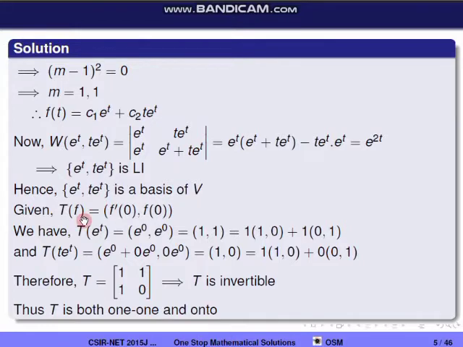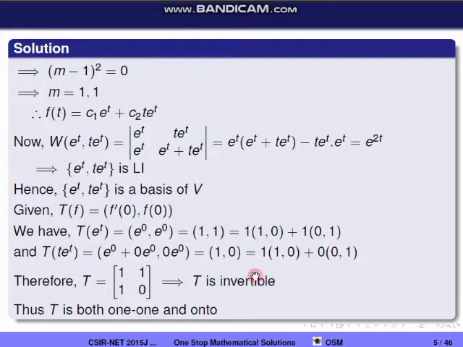They have also given T of f is equal to (f prime of 0, f of 0). So first find T of e power t, which is equal to (e power 0, e power 0), that is equal to (1, 1). So write this as a linear combination of the standard basis of R2. That is equal to 1 into (1, 0) plus 1 into (0, 1). Similarly find it for T of t e power t. When we find that, it is equal to 1 into (1, 0) plus 0 into (0, 1).